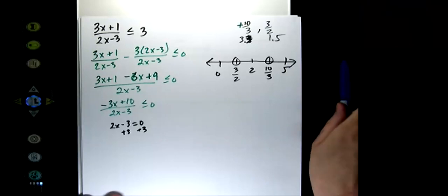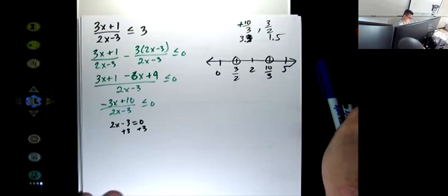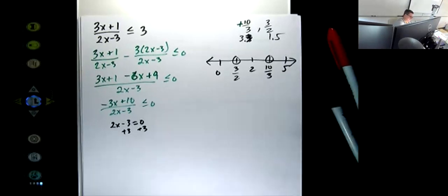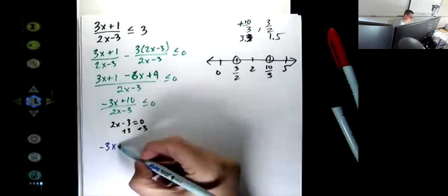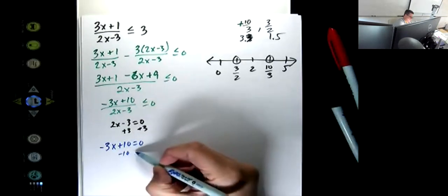The 10/3 shouldn't be negative. No, it should be positive. Why? Because if I do negative 3x plus 10 equals 0, I subtract 10. Oh yeah.